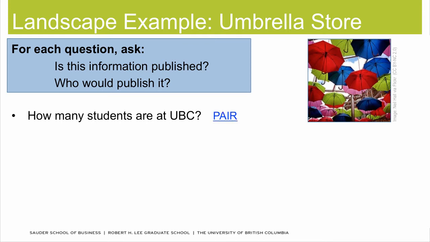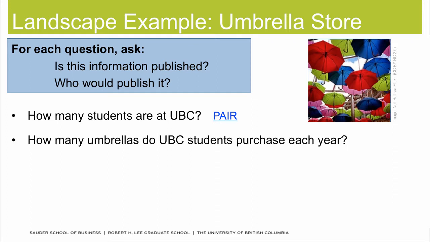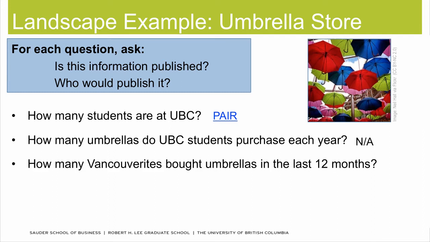UBC's Office of Planning and Institutional Research publishes quick facts and enrollment data. Information about the number of umbrellas purchased by UBC students is not available. Print Measurement Bureau is a commercial market research database that publishes the results of their surveys of Canadians' purchasing habits. Umbrellas can be found under the Luggage and Other Accessories subcategory.